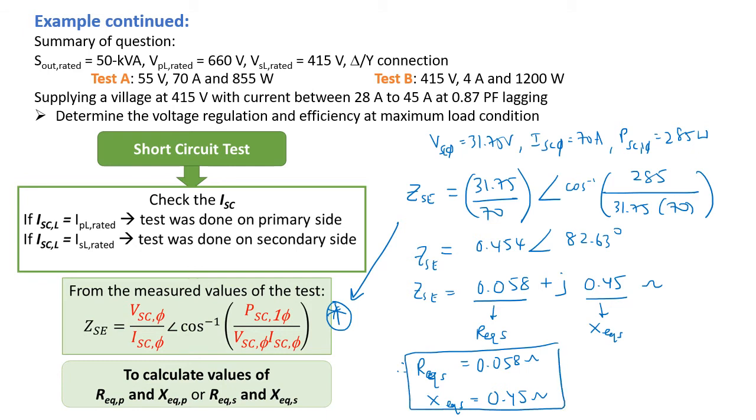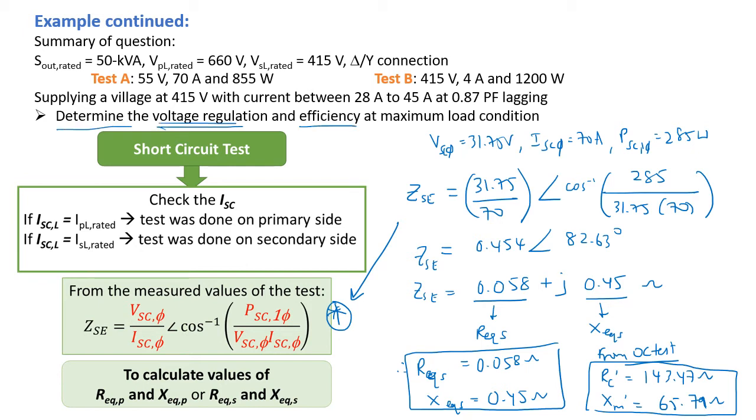And from the open circuit test we got previously, RC prime was 143.47 ohms and XM prime was 65.79 ohms. So now we've got all the parameters for the equivalent circuit of the 3-phase transformer. Having the equivalent circuit parameters, we can then answer the question to find the voltage regulation and efficiency at maximum load.